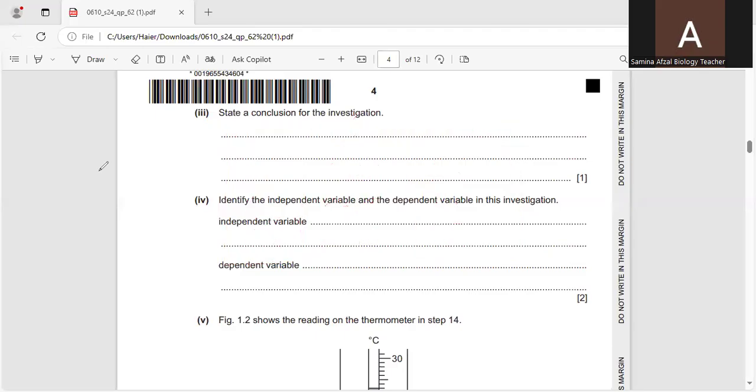rate of diffusion. So we will write at high concentration of hydrochloric acid, there will be increase in the rate of diffusion.